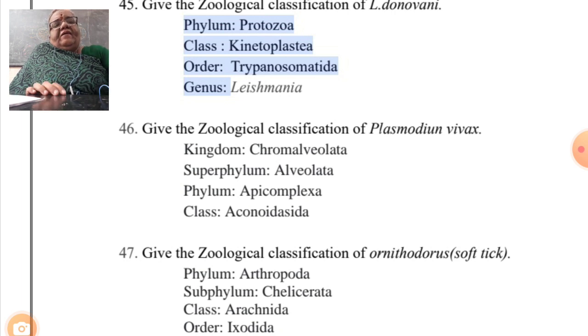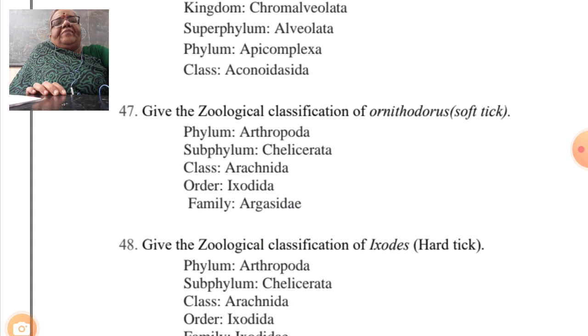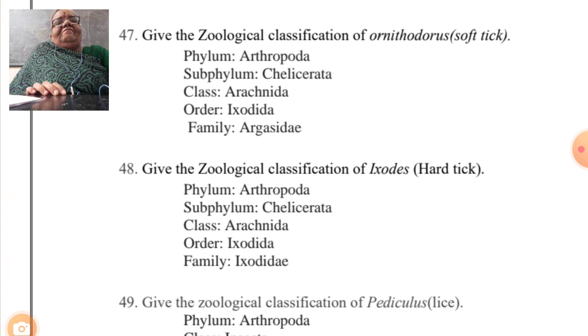Okay? Then the next one is soft tick. Okay? Soft tick, Ornithodorus.